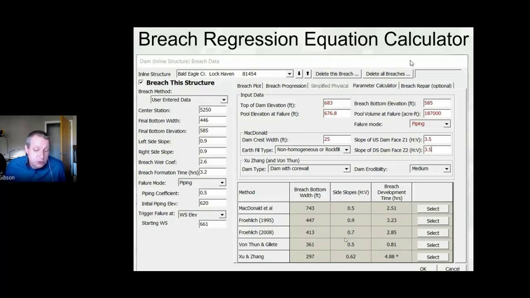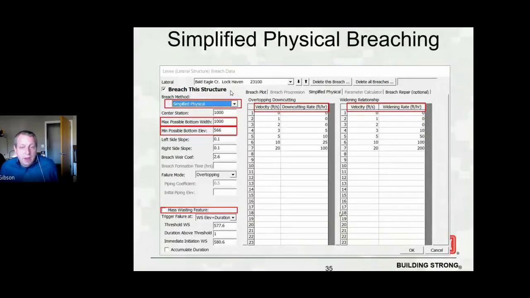Probably you're going to choose most of these equations and run it with most of these equations because they're going to be different. And that'll show you, as a sensitivity test, how these parameters affect your results. You can also do simplified physical breaching, where you can introduce a velocity and downcutting rate.